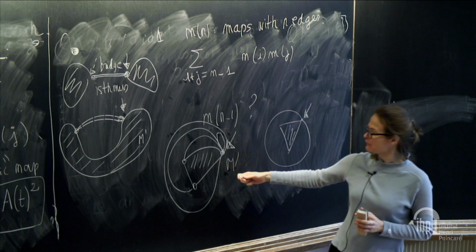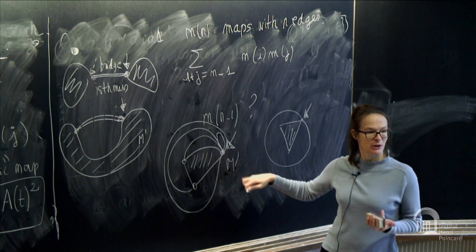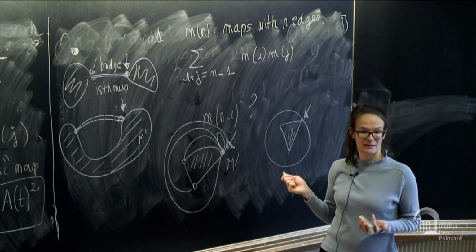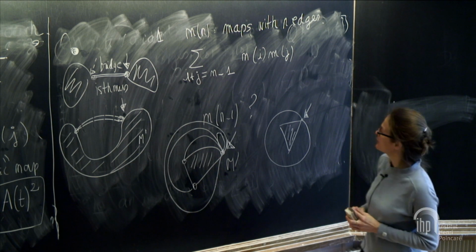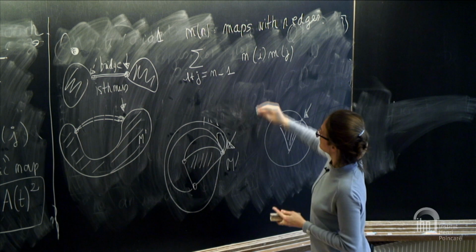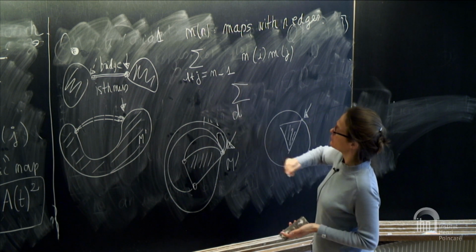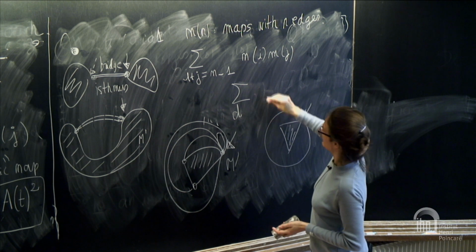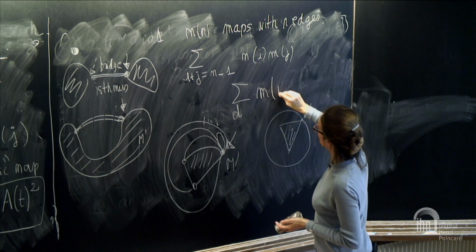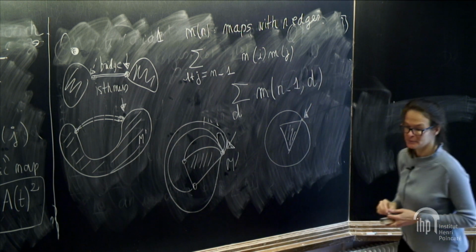So in conclusion, if M prime has outer degree D, how many times do I obtain it? D plus 1. Okay. So what we want to write here is the sum over all possible outer degrees D of the number of maps with n minus 1 edges and outer degree D.